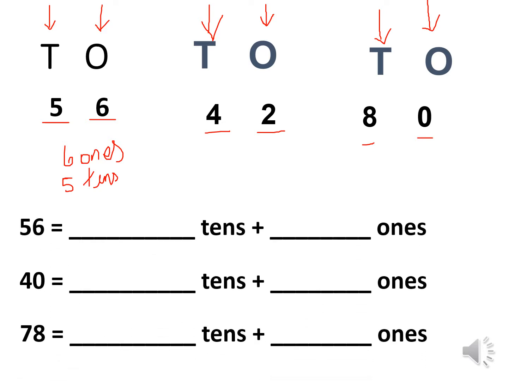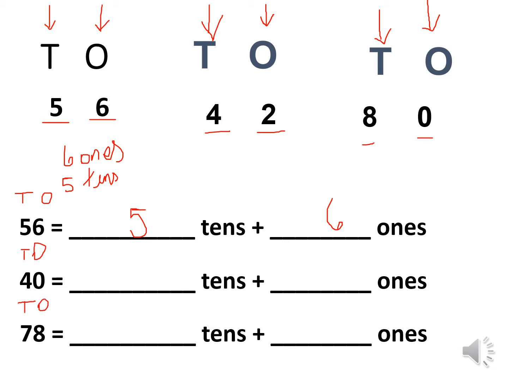In the number 56, how many tens do we have and how many ones do we have? We have 5 tens and 6 ones. And for those of us who can't do it without the label, it's okay to put tens and ones at the top of each. Okay?